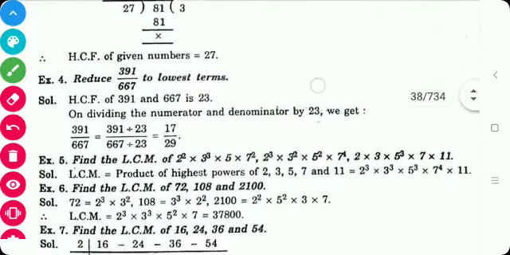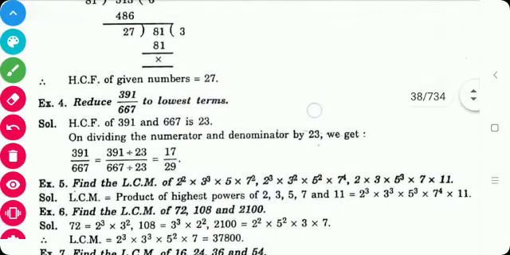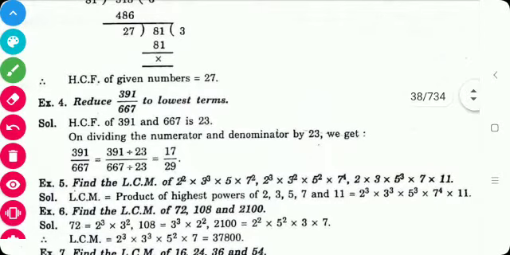Next: reduce 391 divided by 667 to lowest terms. What we have to do here is find the HCF. The HCF of these two numbers is 23. So if we divide both numbers by 23, then the lowest term is 17 by 29.